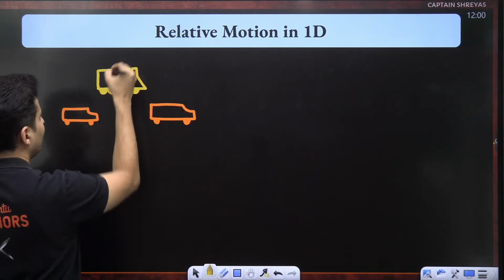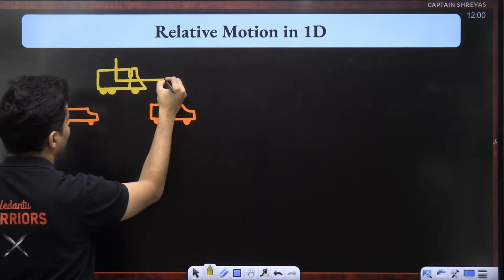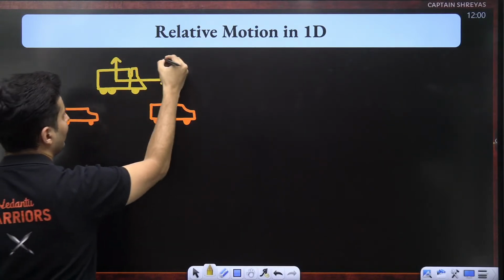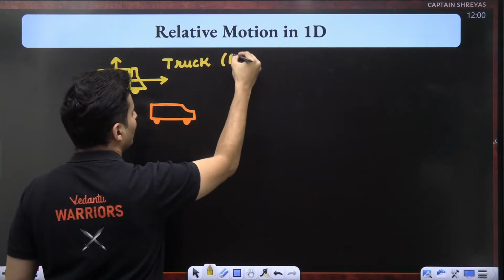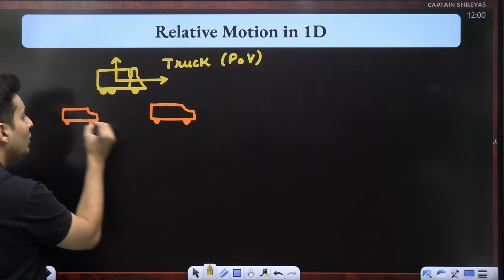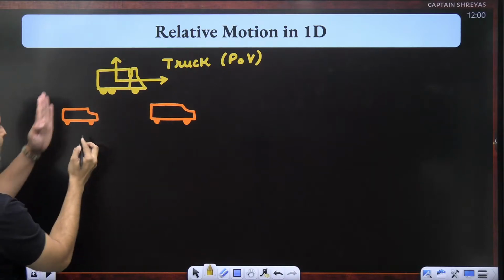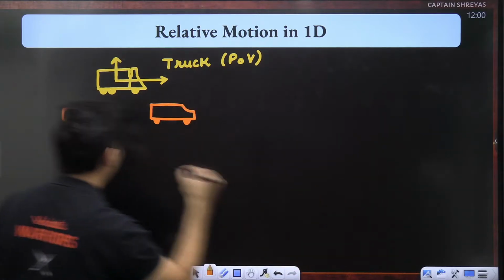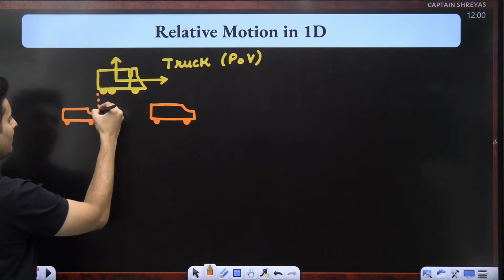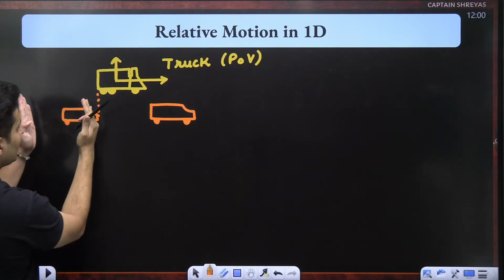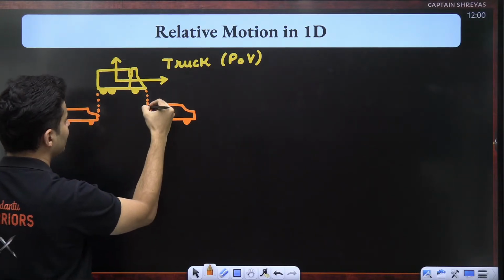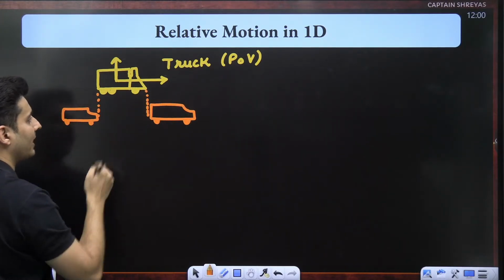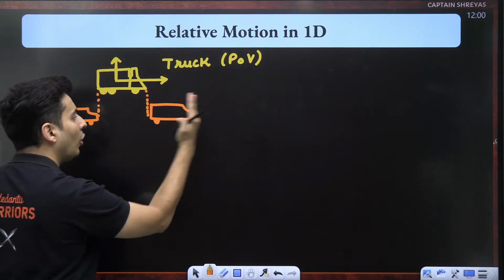Maybe you can make the truck itself as the point of view or the frame of reference. You will see the bus or that car going like this. So when the front of that bus is directly behind the truck, that's when you start overtaking the truck. And when the back of the bus just crosses the front of the truck, you have completed the overtake.